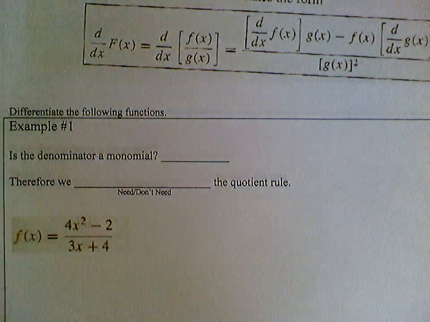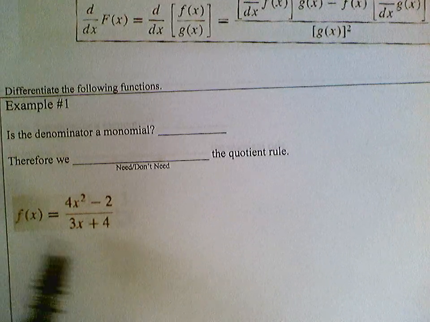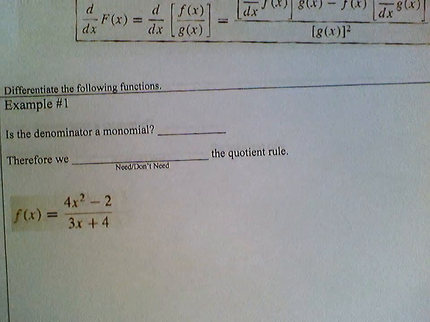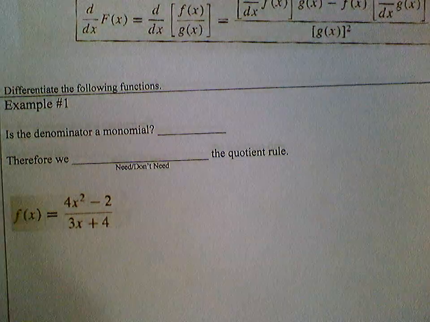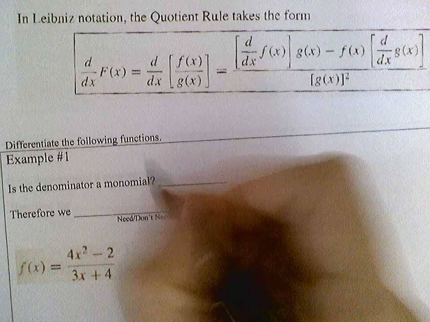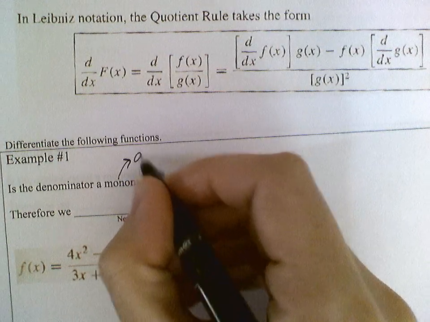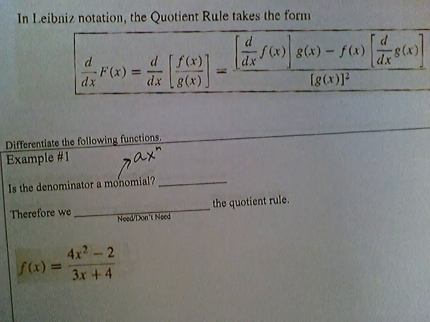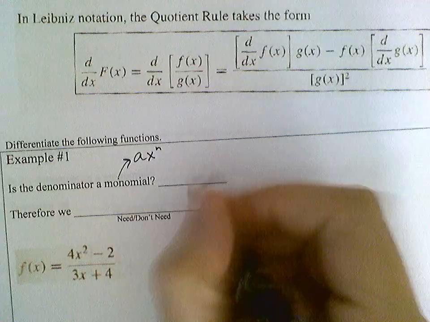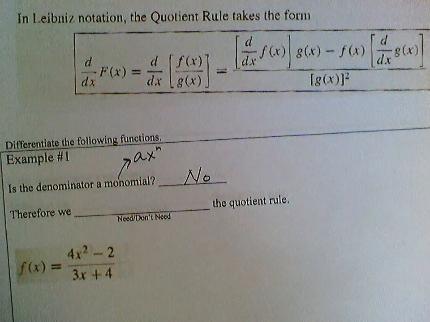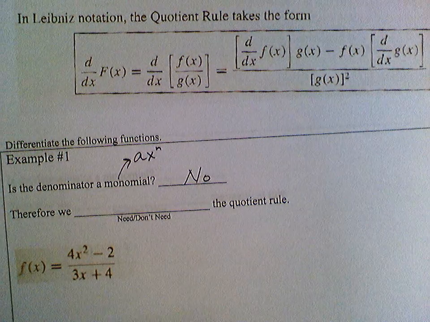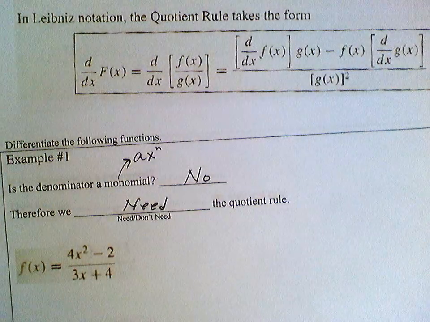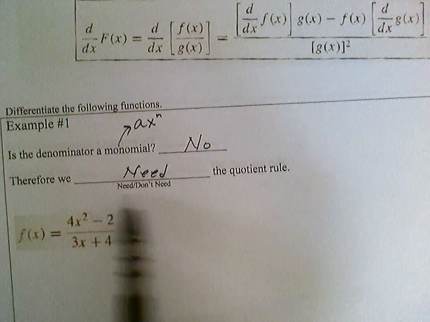Is the denominator a monomial? Down here is our function. The denominator is 3x plus 4. That is not a monomial, that is a binomial. Monomials would look something like ax to the n, just a single term polynomial. And no, this is a binomial that has 2 terms, so the answer is no. If the answer to this is no, then you do need the quotient rule. So therefore we need the quotient rule. And you could just circle need if you want.